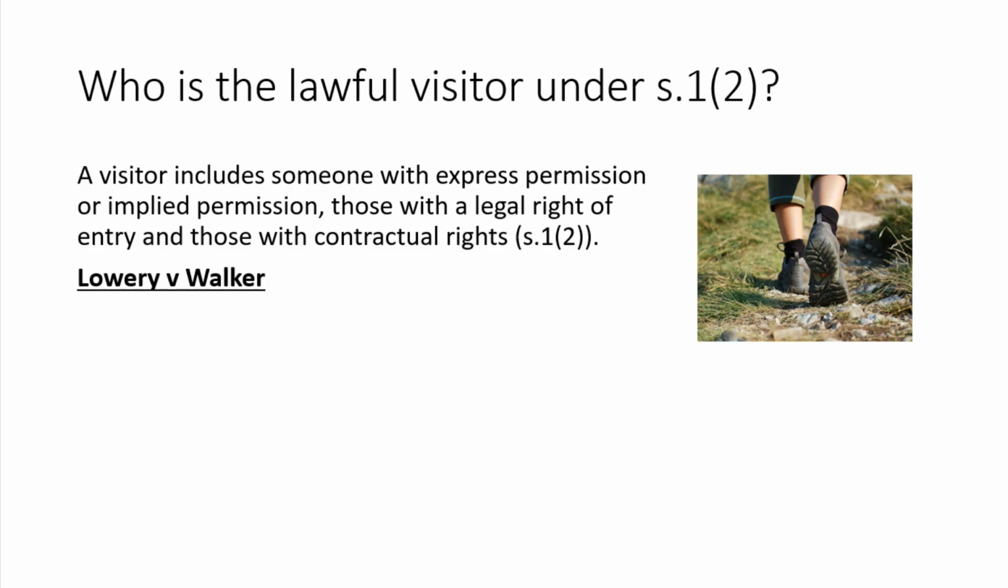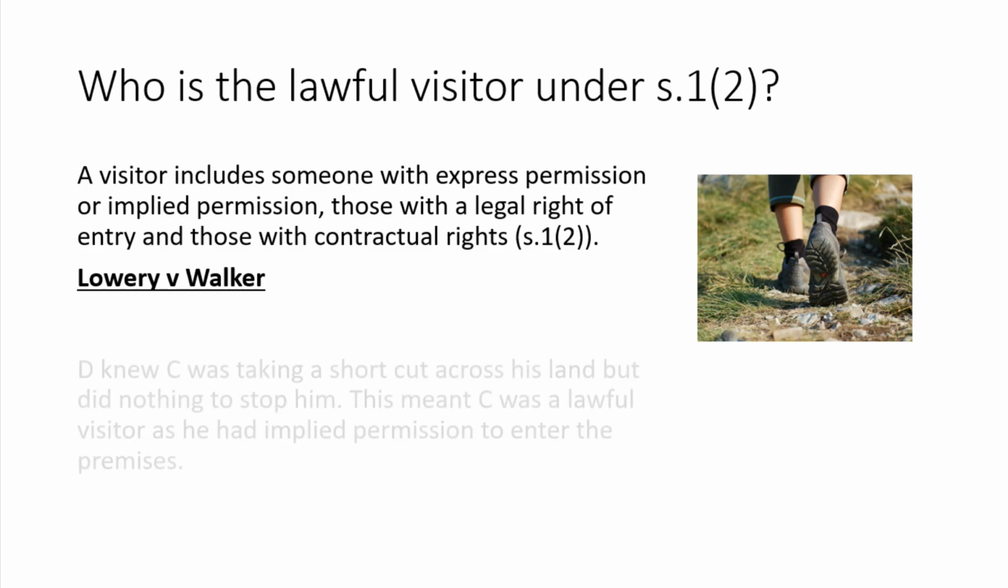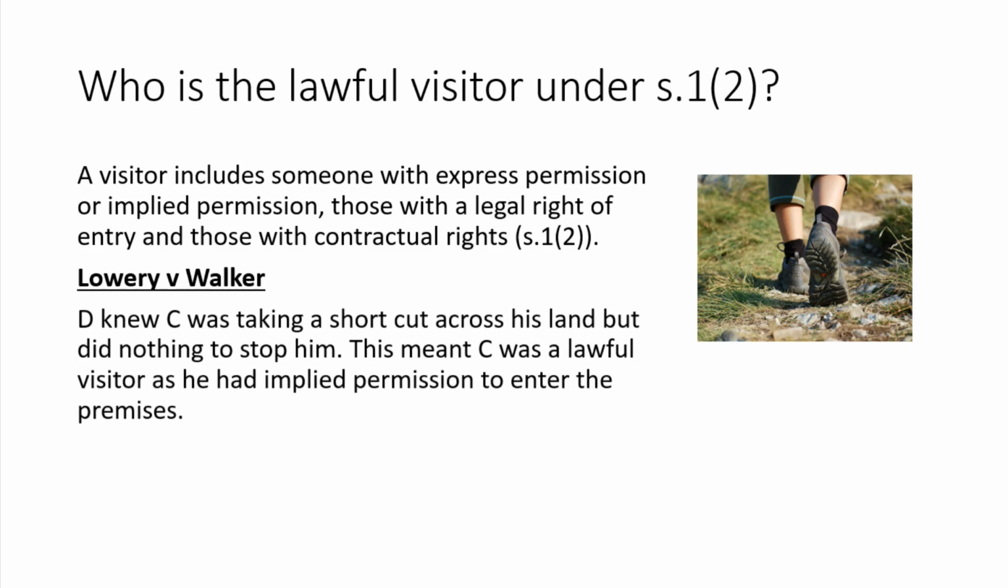Lowry and Walker considers a little bit further what implied permission means, and in that case the defendant knew that the claimant was taking a shortcut across his land but did nothing to stop him. And this meant that the claimant had implied permission because the defendant knew about it and didn't do anything, and so it meant that the claimant was a lawful visitor and the 1957 Act applied. So in a scenario you need to identify that the claimant is the lawful visitor and then say why. Have they got express permission, implied permission, a legal right of entry or a contractual right?